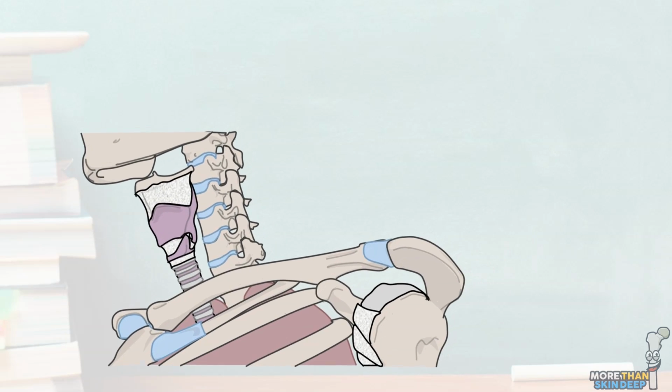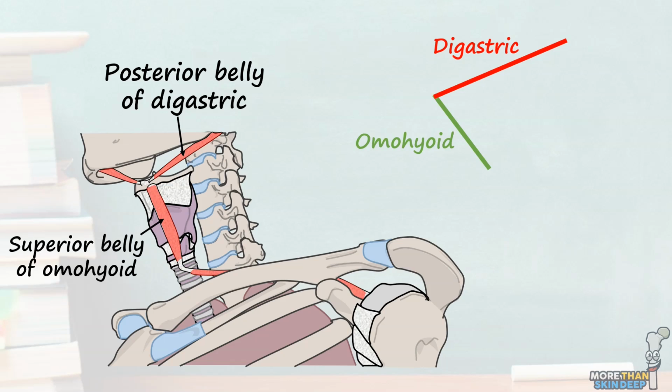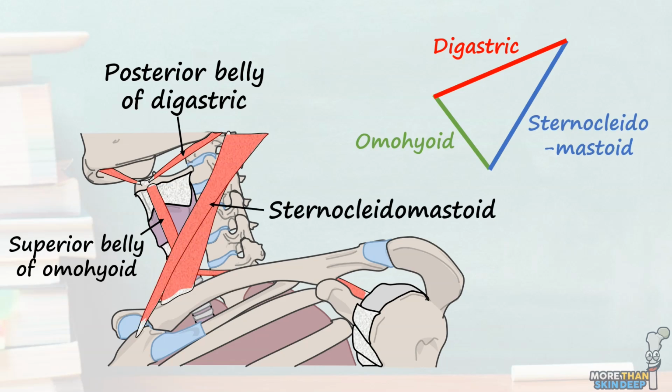The carotid triangle is an area towards the superior part of the anterior triangle of the neck, and it's bounded by 3 muscles. Superiorly, it's bounded by the posterior belly of the digastric muscle. Inferiorly, it's bounded by the superior belly of the omohyoid muscle. And laterally, it's bounded by the anterior part of the sternocleidomastoid muscle.